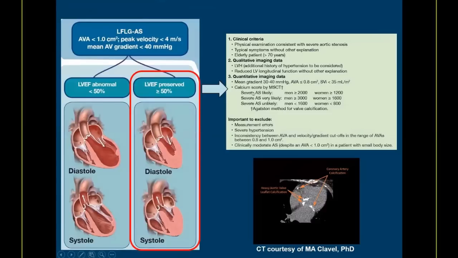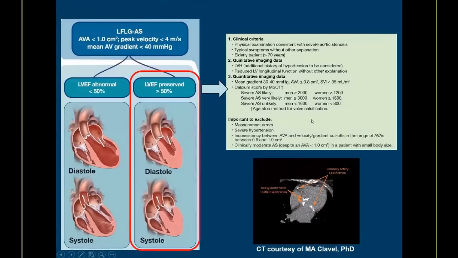Some studies have also shown that calcium scores, the valve calcium scores, can be predictive of prognosis in these patients. So you could consider getting an aortic valve calcium score, with these numbers being consistent with severe AS or unlikely to be consistent with severe AS.